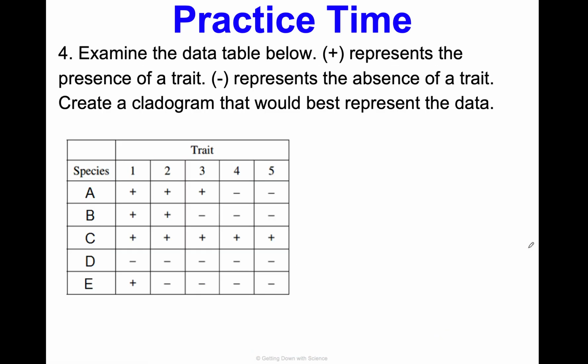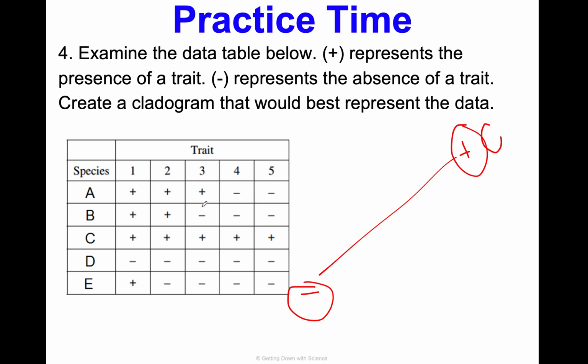Examine the data below. Plus represents the presence of a trait, minus represents the absence of a trait. Create a cladogram that would best represent this data. Did they give us an answer? They did. Okay. So the easiest way to do this is to know that this has the most negatives and this has the most positives. Okay, so the most traits are going to be up here, super evolved.